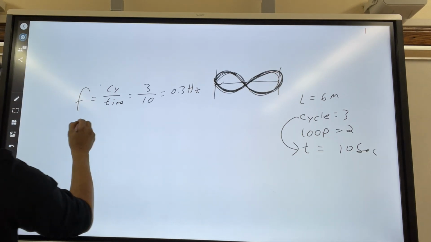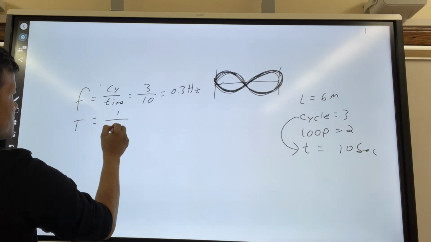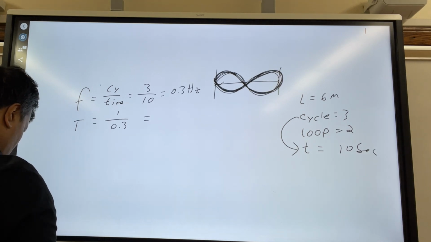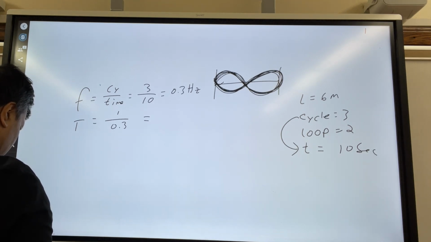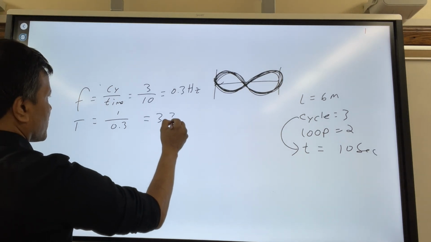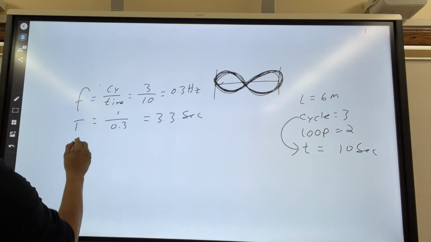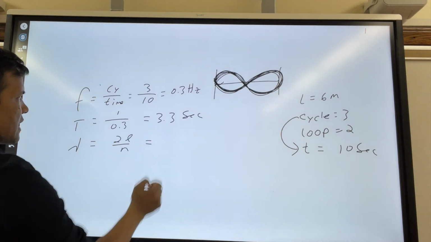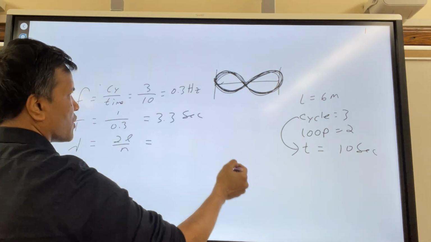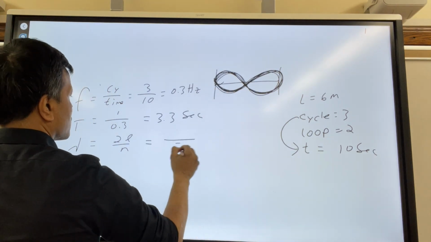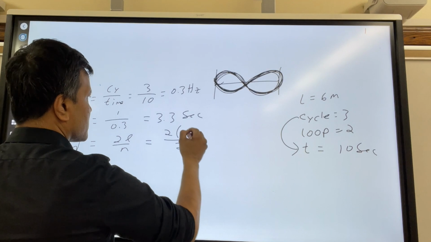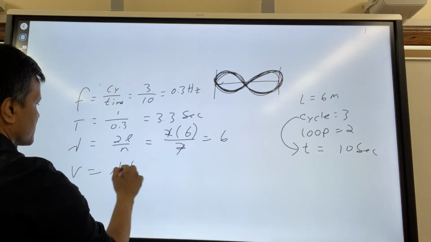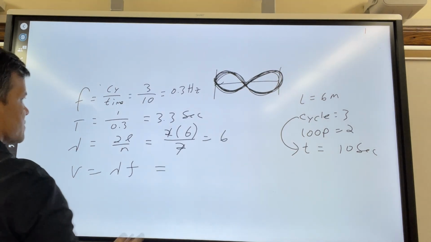Now we're going to find the period. The period is 1 over 0.3, so 1 divided by 0.3, and that is 3.3 seconds. Now let's find lambda. Lambda is 2L over N. What harmonic is this? Second harmonic. So 2, and then L is 6. The 2s cancel, so lambda is 6. So now velocity is lambda times frequency. Lambda is 6.